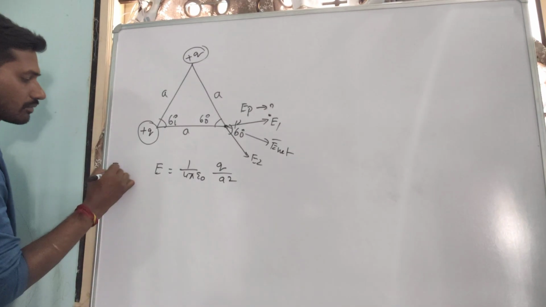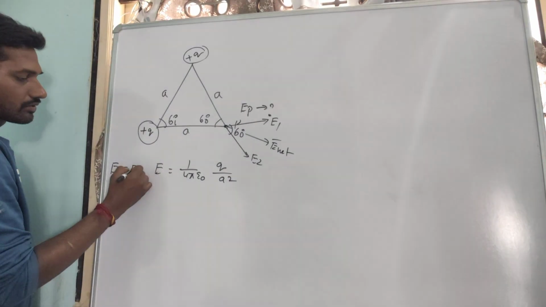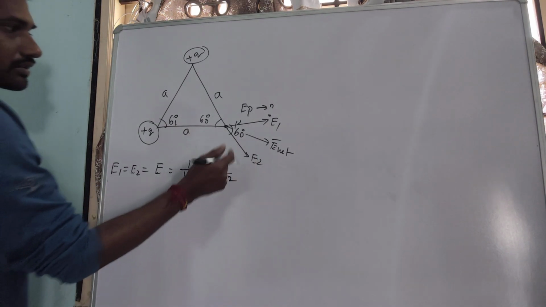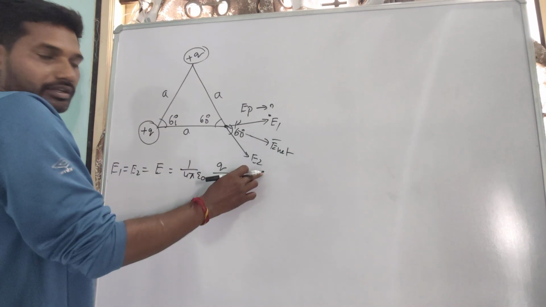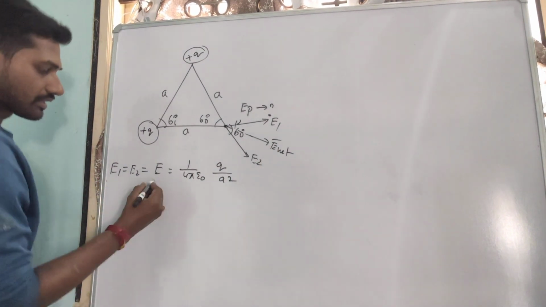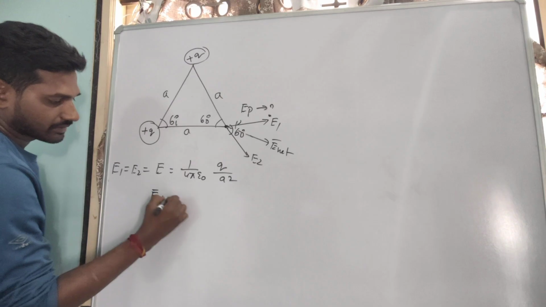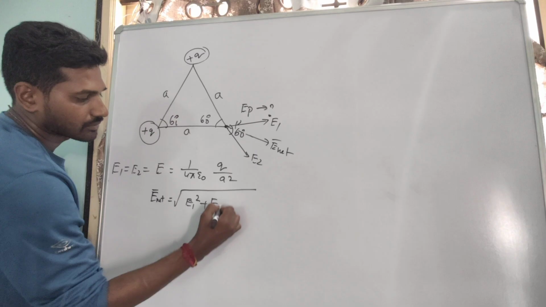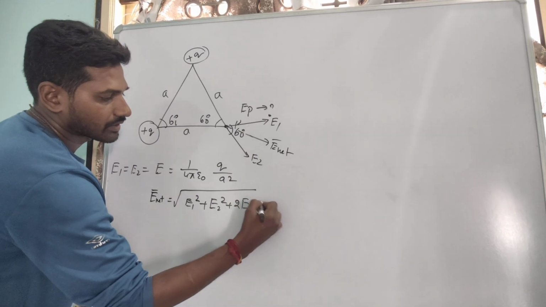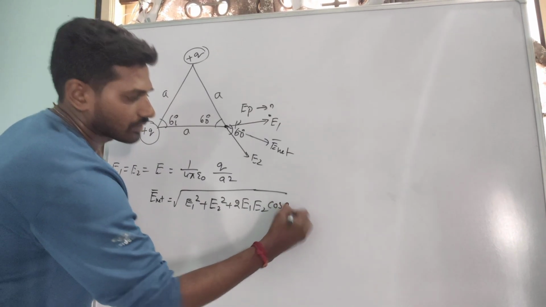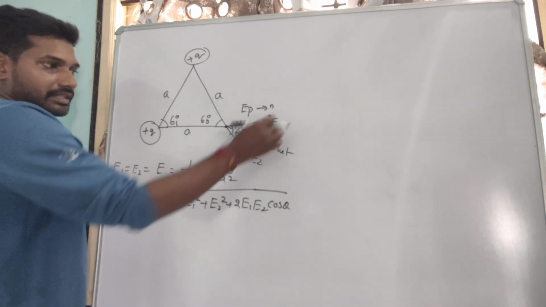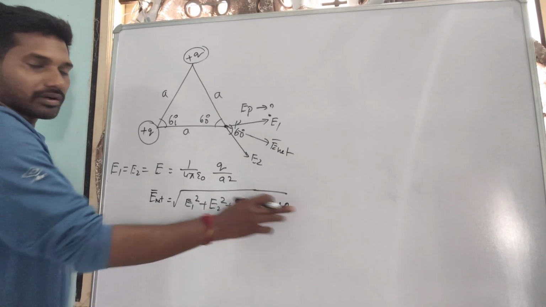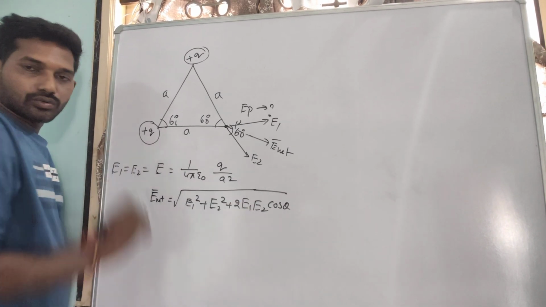Both are positive charges only, no? So E1 is equal to E2 is equal to E is equal to 1 by 4 pi epsilon naught Q by A square. So what is the resultant vector? Here E1 will be there, E2 will be there, with some angle of inclination. So what is the resultant vector formula? E bar net is equal to square root of E1 square plus E2 square plus 2E1 E2 cos theta. Like in your textbook, A square plus B square plus 2AB cos theta, maybe P square plus Q square plus 2PQ cos theta.